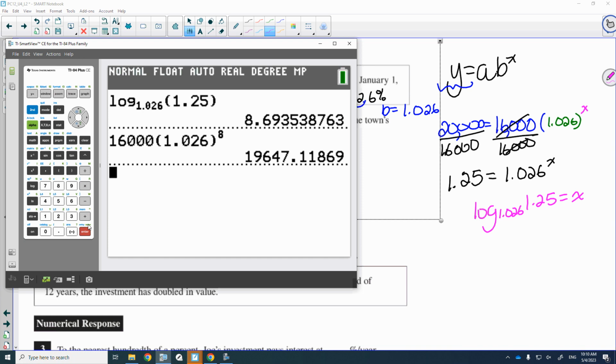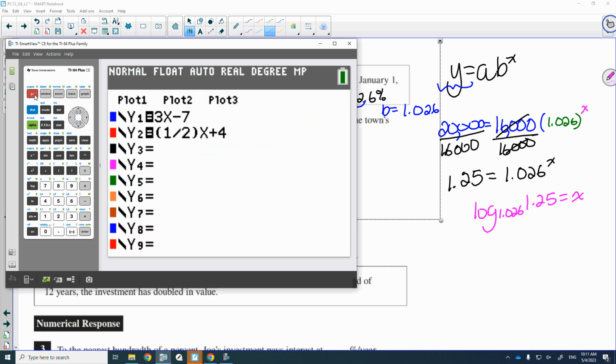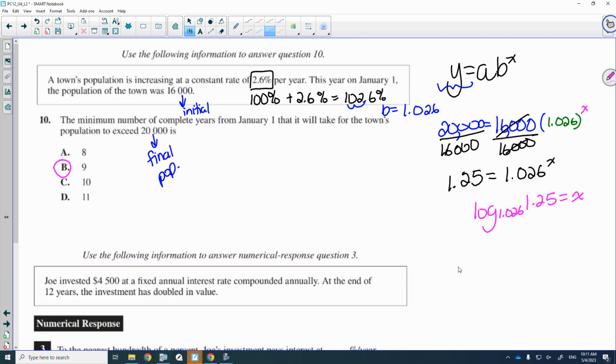So it's not 8 years because they said how many years will it exceed 20,000? That's going to be 9 years. So to show that it'd be 9 years, at 9 years, whoops, I've exceeded. Okay, so that's why the answer would be B.